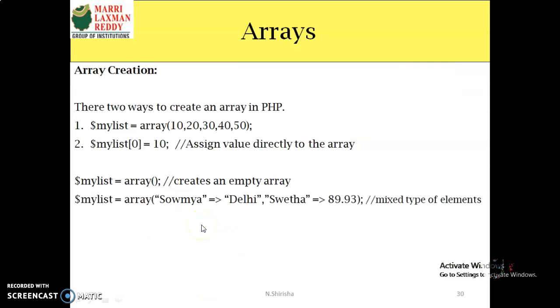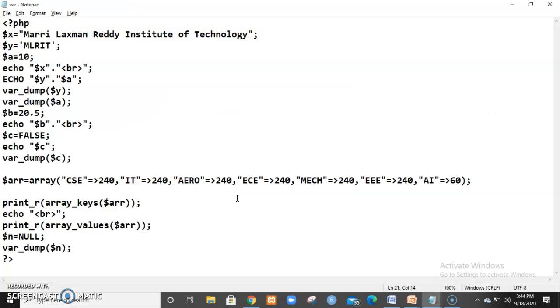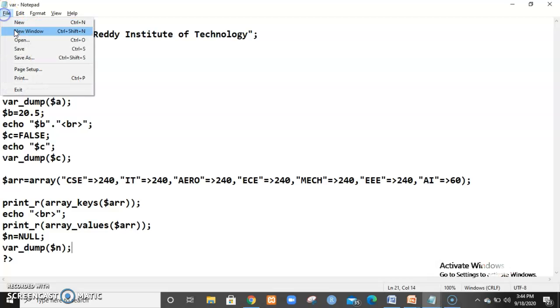Like this, you can create an array with different values of different types too. And here I am using an index. Like this, indexes can also be used to print the values. And this is the key value pair we have seen, right? So let me show you one example for arrays. I'll take a new one.